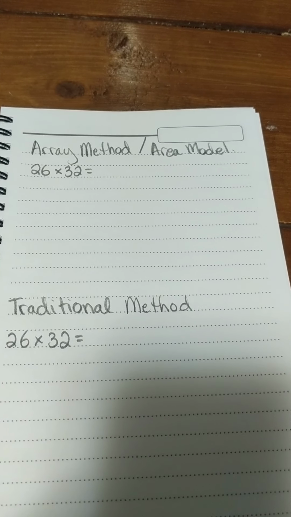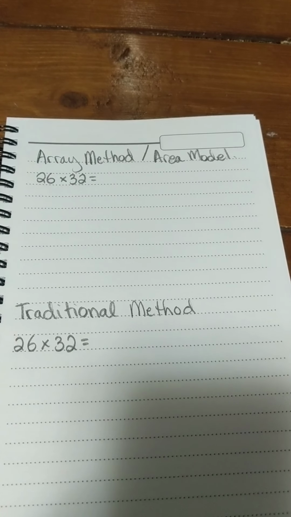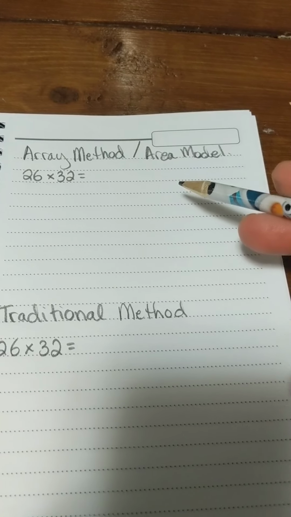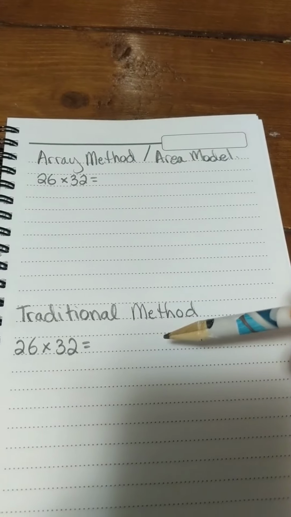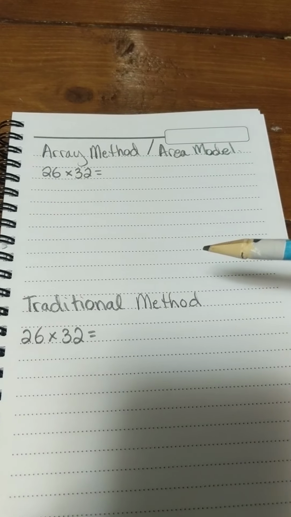Hi families and students. Today I'm going to do a multiplication equation using the two methods that we've learned in class. First I'll do the array method or area model, and then I'll do the traditional method using the same questions so we can see how they're similar and how they're different.